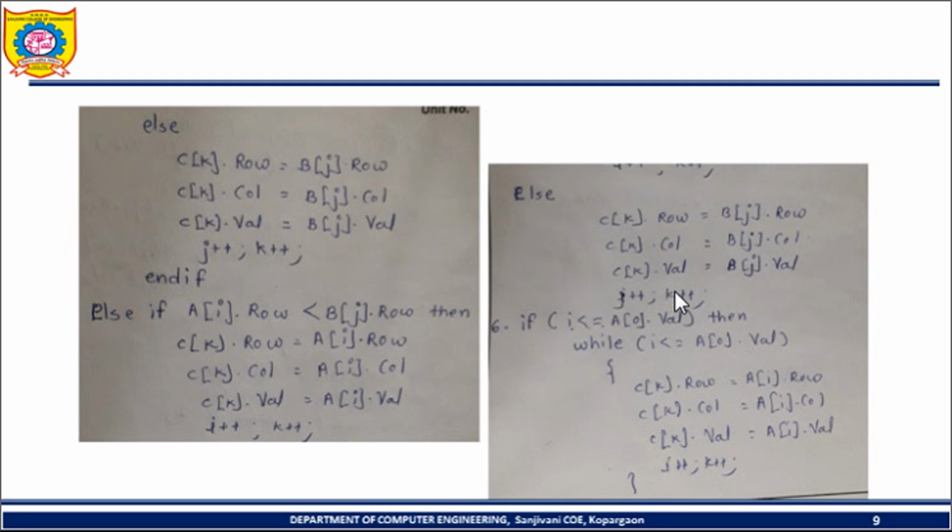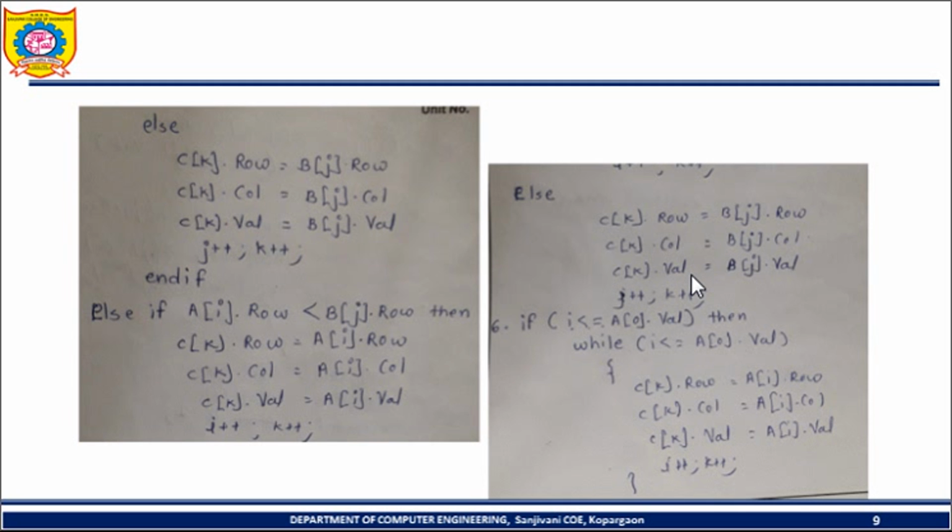So in these cases, whichever matrix has the lesser row or column value, all its values are copied as it is into the resultant matrix, and that particular matrix's index counter variable gets incremented. See, here A matrix row is less, so we increment i. If the B matrix row is less, then the B matrix counter variable, that is j, gets incremented. Every time these cases will get executed.